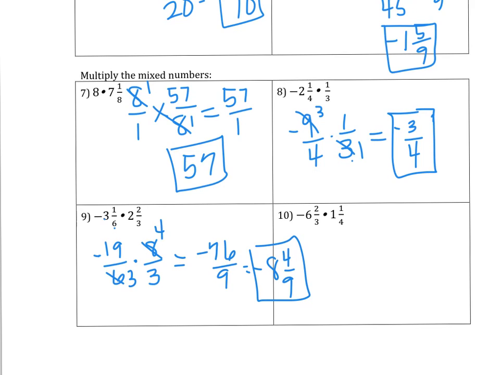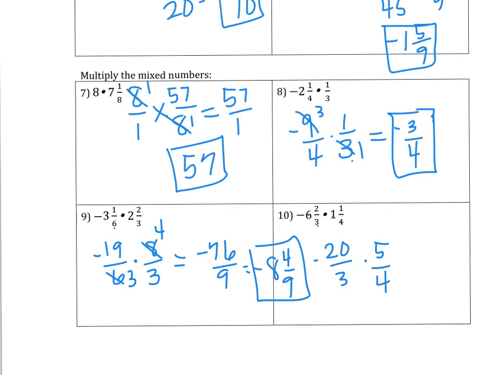Number 10, I'm going to turn -6 2/3 into an improper fraction. 3 times 6 is 18, plus 2 is 20, so that's going to be 20/3, and that's a negative, times 4 times 1 is 4, plus 1 is 5, 5/4.